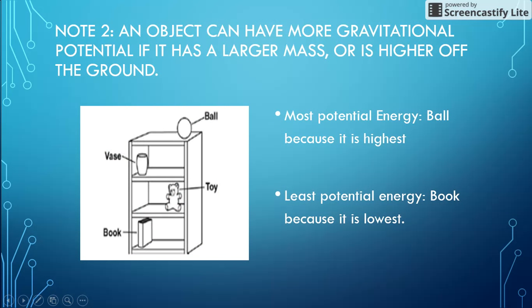Note number 2. An object can have more gravitational potential if it has a larger mass or is higher off the ground. So I know that in this picture, my ball has the most potential energy because it's highest. It has the most potential to fall down. And my book has the least potential energy because it is the lowest off the ground. It has the least potential to fall down.